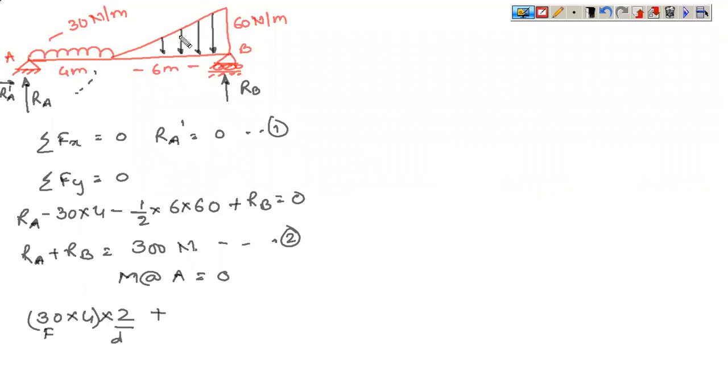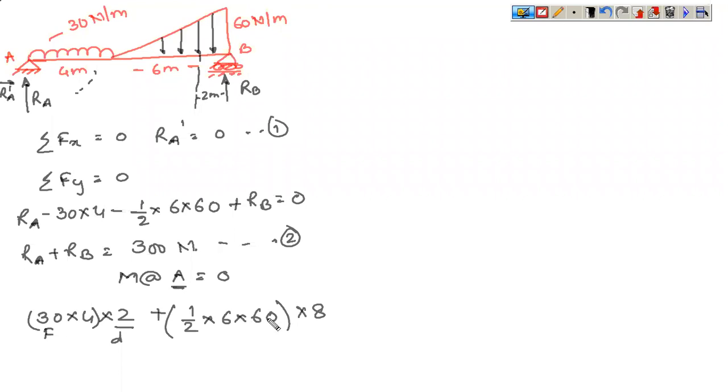So, if you look at this, what is the total load? Half into 6 into 60. This is your total load. It is resolved at a distance of L by 3 from the larger end. So L by 3 means 6 meters divided by 3, it is resolved somewhere here, 2 meters from B. But you need to find out the distances from A. So if it is 2 meters from B, it is 8 meters from A. Because this is moment about A.